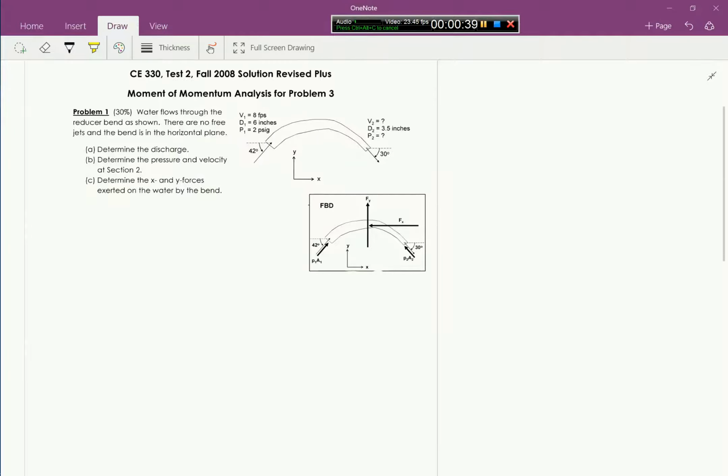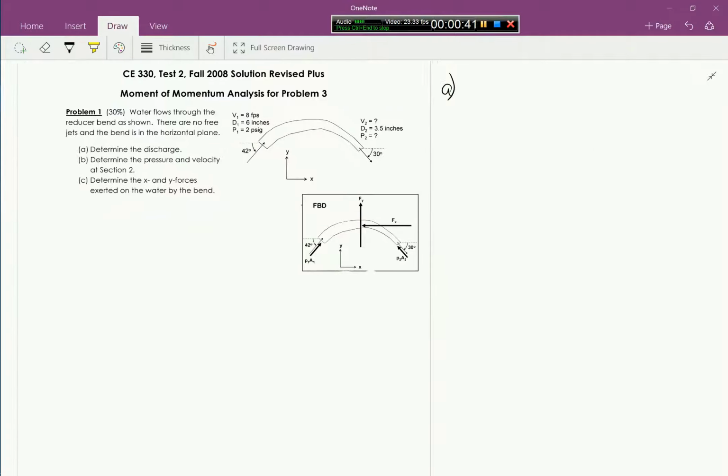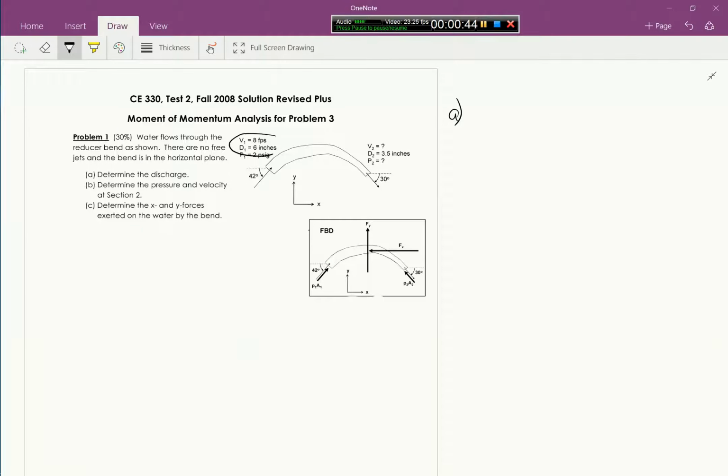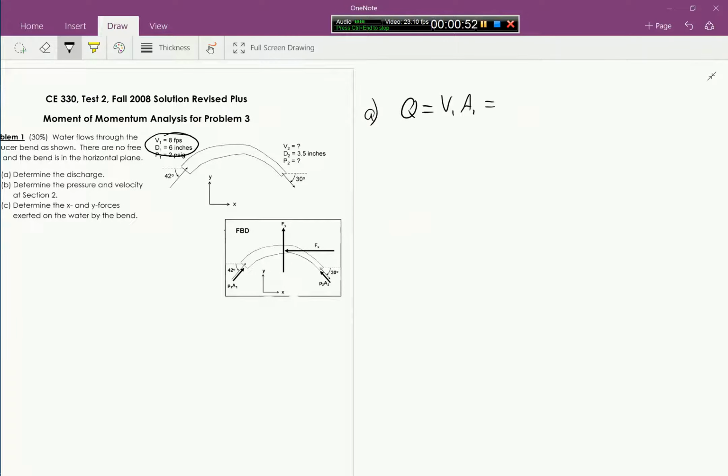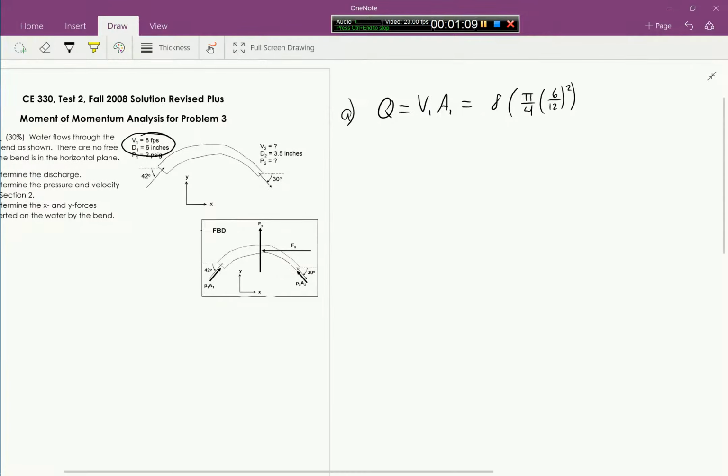them for now. So for part A, we're asked to determine the discharge, and we know the velocity and the diameter at point 1, so we can simply use Q equals V1A1 in this situation. And V1 is given as 8 feet per second, and A1 is pi over 4 times the diameter, which is 6 over 12. Remember to keep everything in feet or in inches, just make sure it's consistent, and the diameter squared. So we have that, and we get Q to equal 1.57 cubic feet per second. And that's all there is for part A.